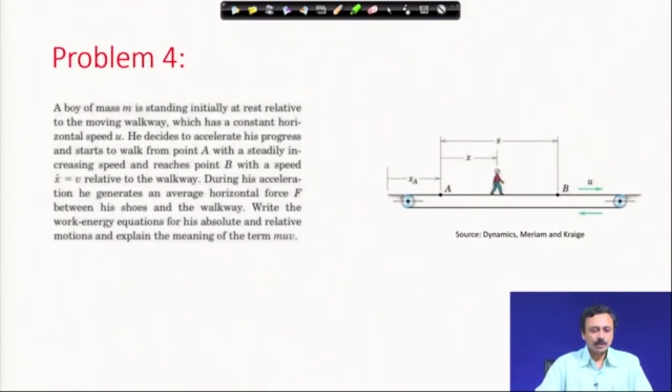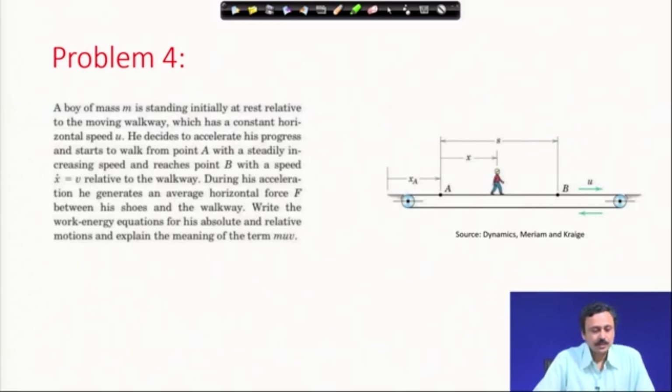Finally, we come to this problem of a boy of mass m standing initially at rest relative to a moving walkway. This is a walkway, again you will find such walkways in airports where you have long distances to cover. There are walkways like this.